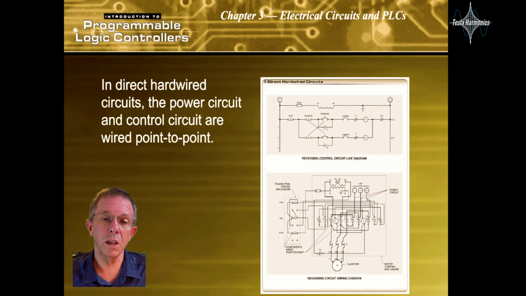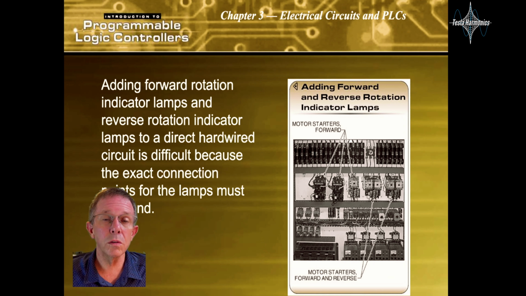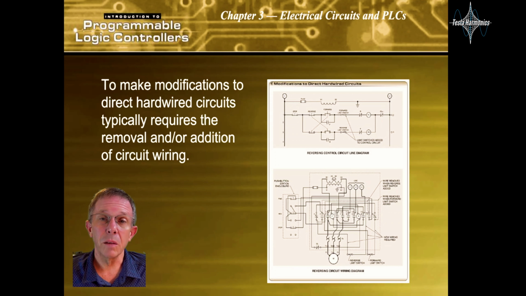In direct hardwired circuits, the power circuit and control circuit are wired point to point. Adding forward rotation indicator lamps and reverse rotation indicator lamps to a direct hardwired circuit is difficult because the exact connection points for the lamps must be found. To make modifications to direct hardwired circuits typically requires the removal and/or addition of circuit wiring.